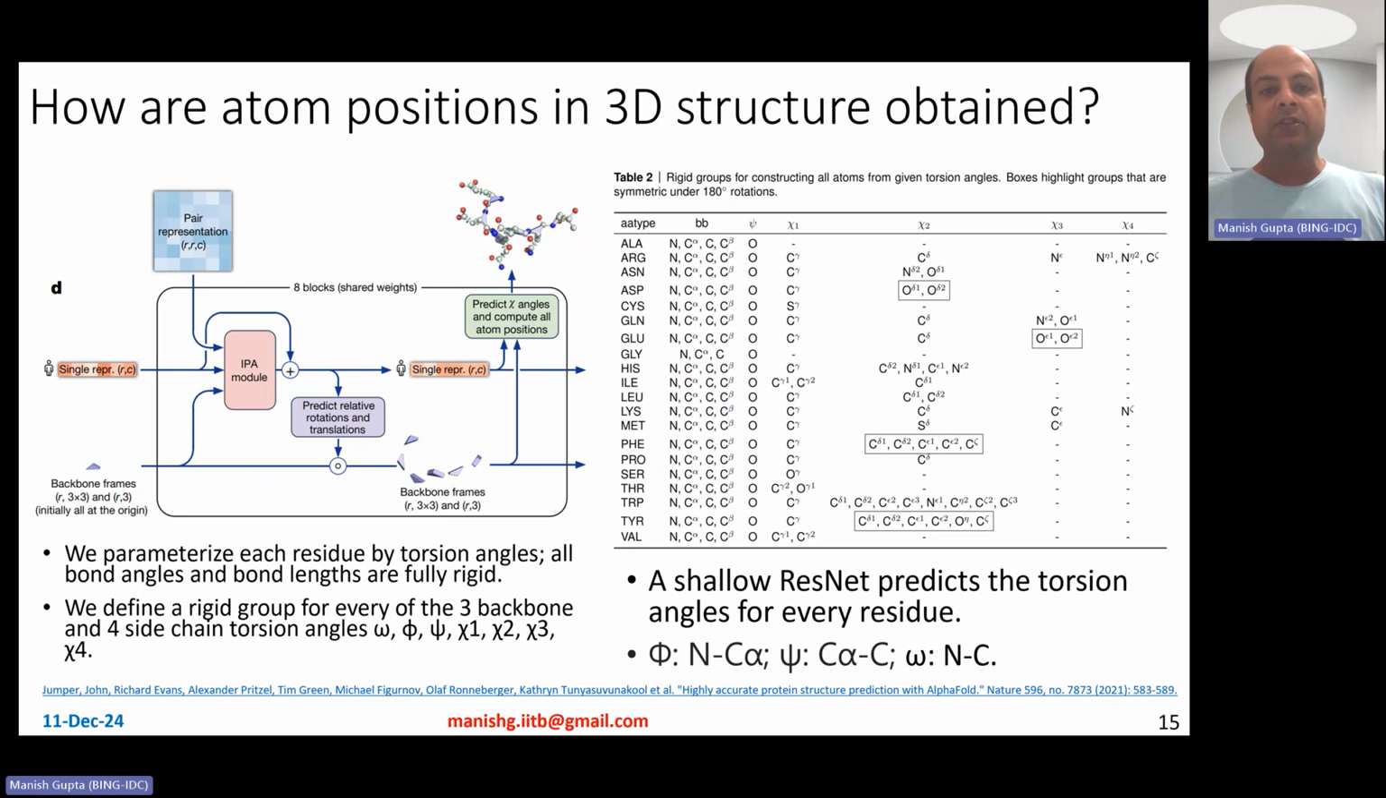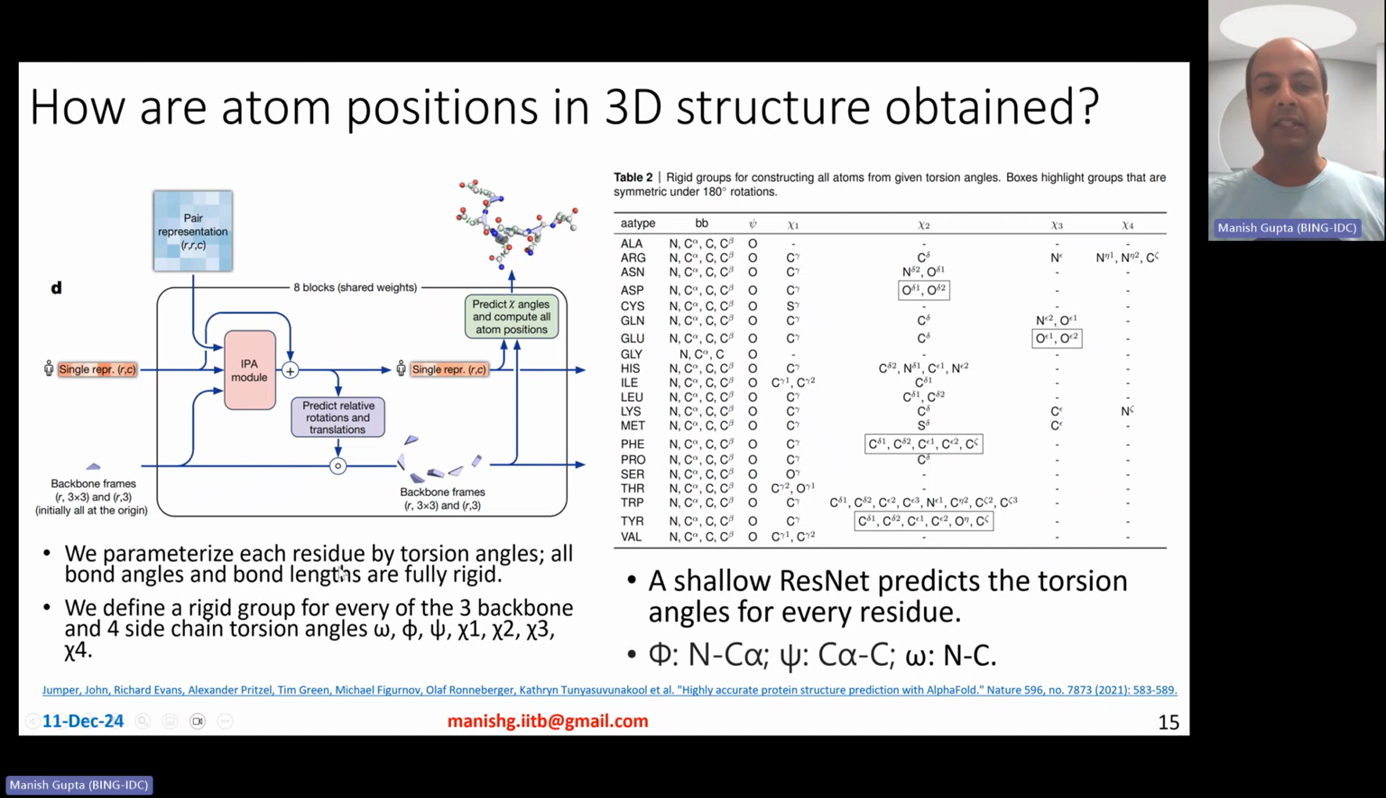Okay. So now how are the atom positions in the 3D structure obtained? Essentially, each residue consists of what is called a rigid frame. If you think about it, the N, C alpha, and C are already known, so the bond lengths are known. You don't really vary the bond lengths. You know that N and C are connected with this bond length, and N and C alpha with this bond length. So bond lengths and bond angles are actually known.